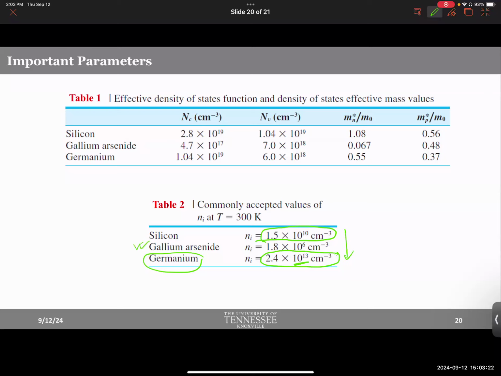Gallium arsenide, on the other hand, looks very promising in terms of the effective mass of electron, which is much lower, but its intrinsic carrier concentration is really, really low. And we could easily explain that by looking at the band gap of these materials and things like that.